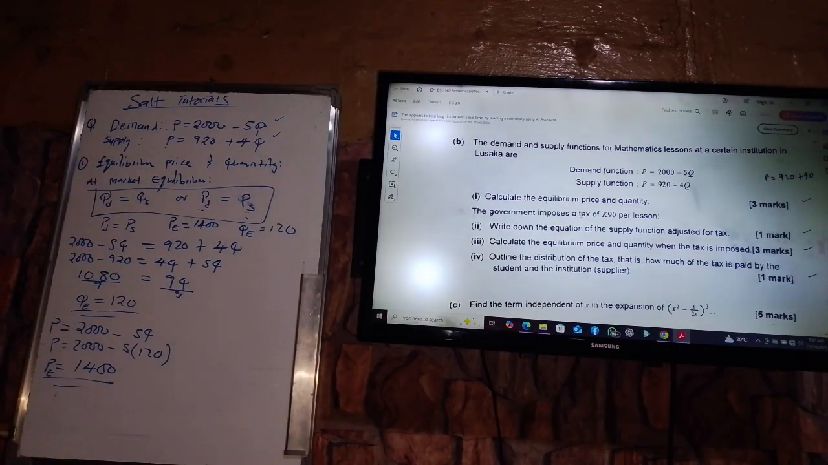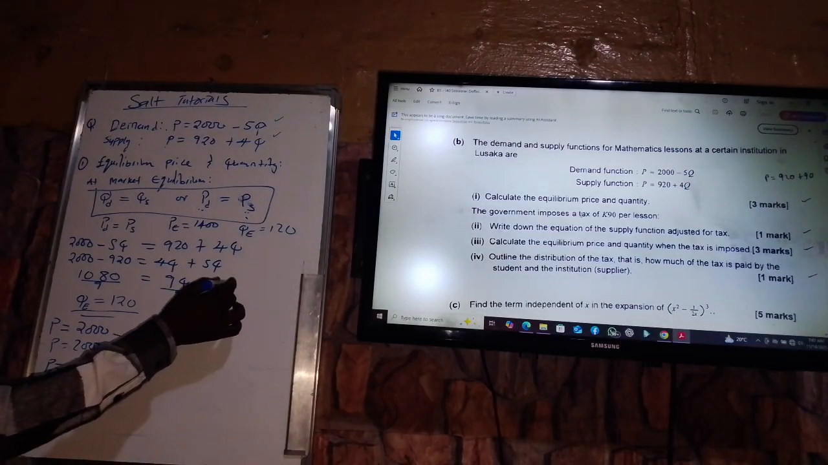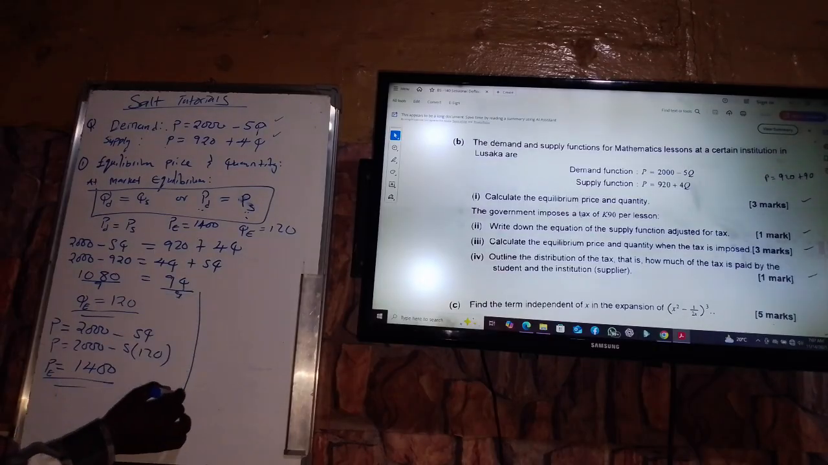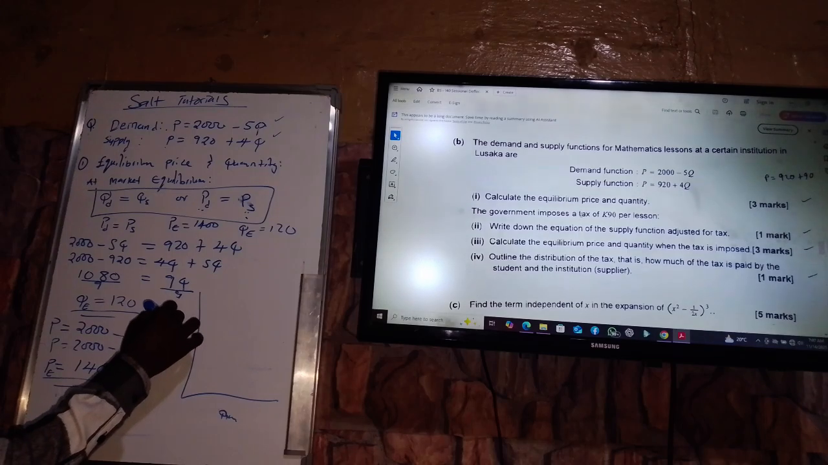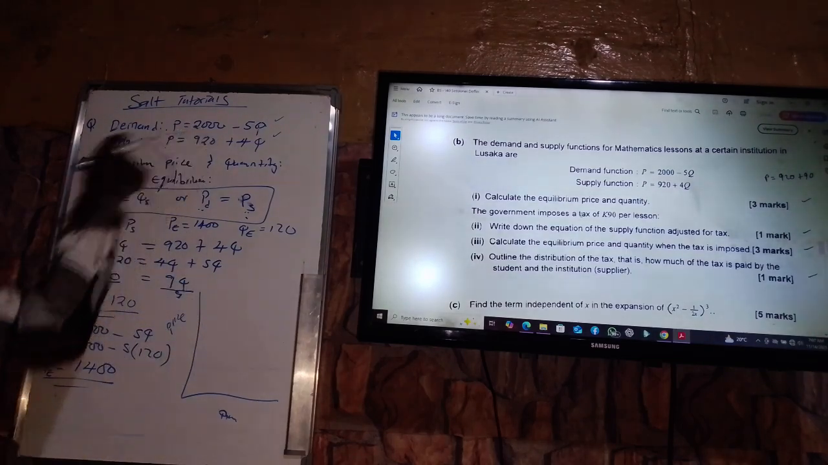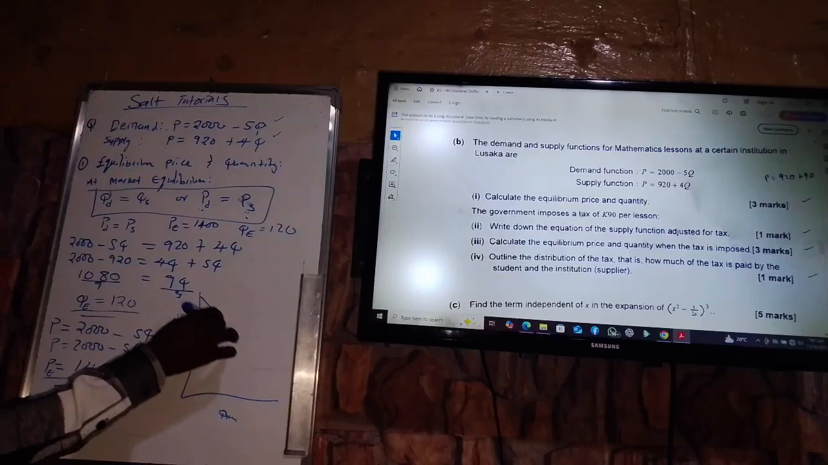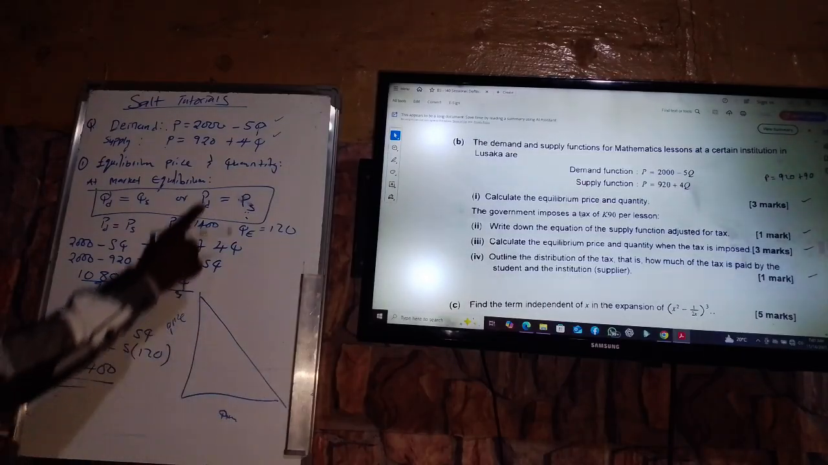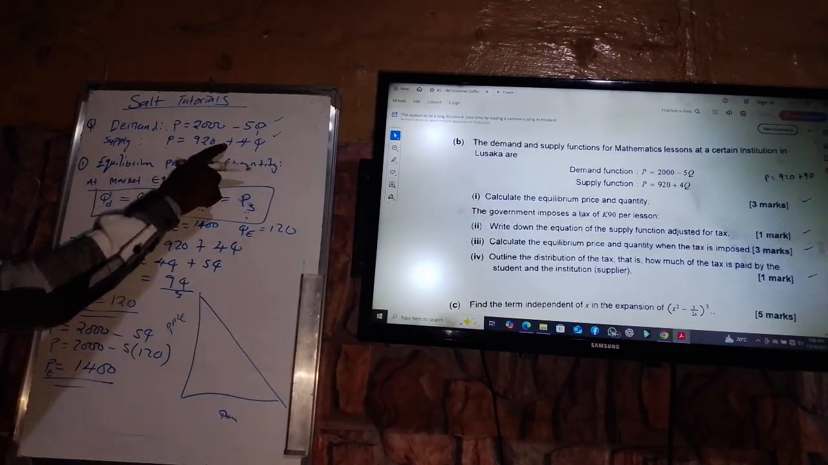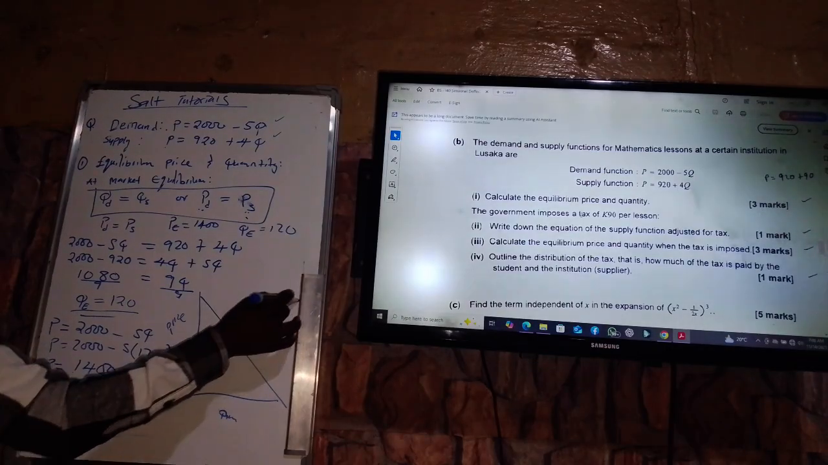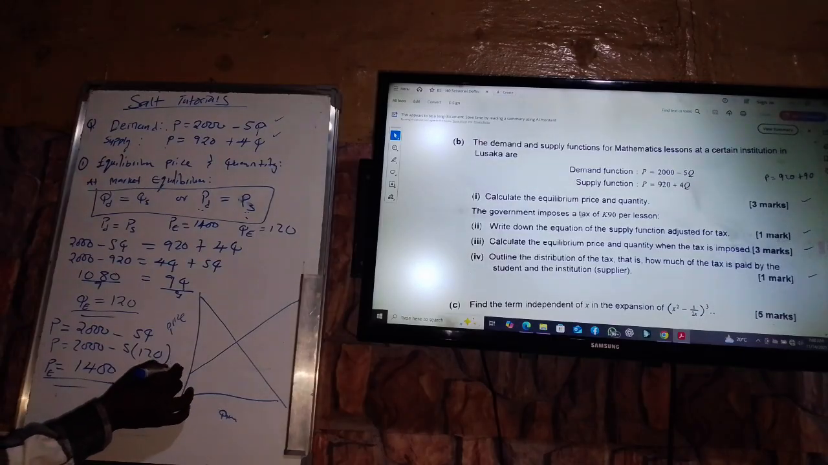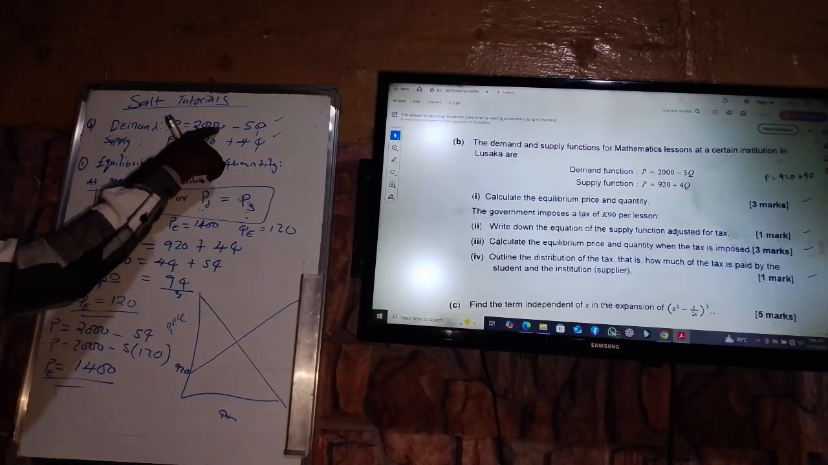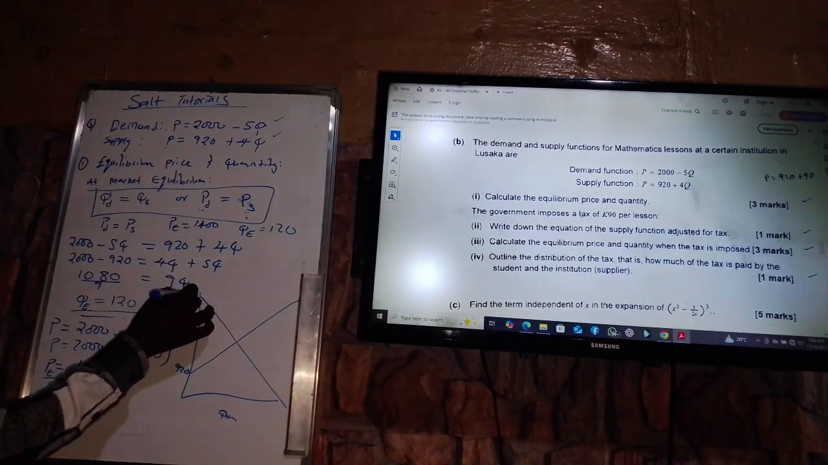That's the part. So it means that when we're at market equilibrium, I want you to have an understanding of this. Let's say this is my sketch. This is my quantity axis, and this is my price axis. When this demand function is sketched, it has a negative gradient, so it is going to slope in that direction. But this is a supply function, it has a positive gradient, so it is going to slope in that direction. The price intercept for the supply function is at 920. The price intercept for the demand function is at 2000, somewhere there.